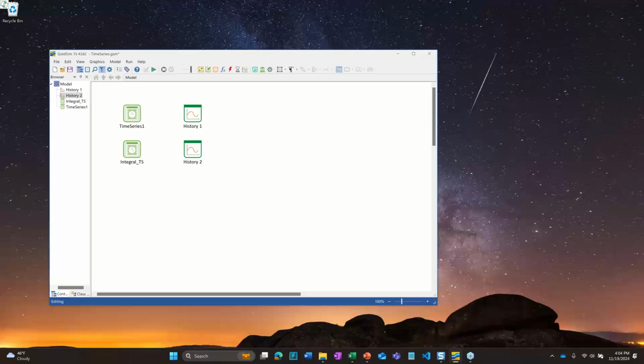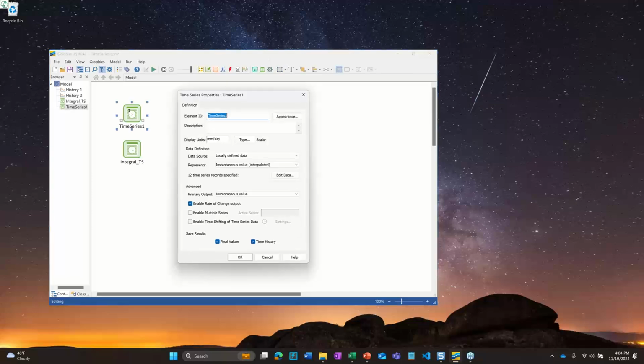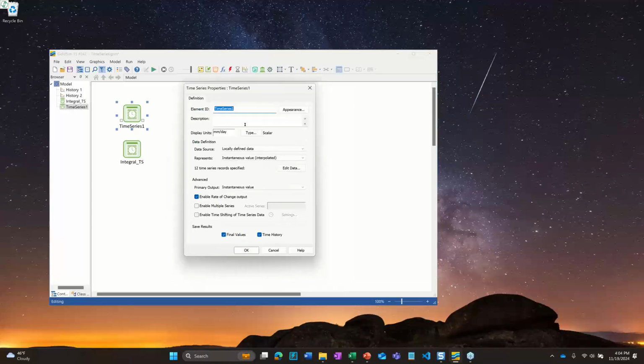Okay, so in GoldSim, the time series element looks like this when you open it. These are all the properties here. The one I'll be focusing on a lot right now is this represents property. But let's just go through these. So first of all, on the display units, let's talk about this just for a second.